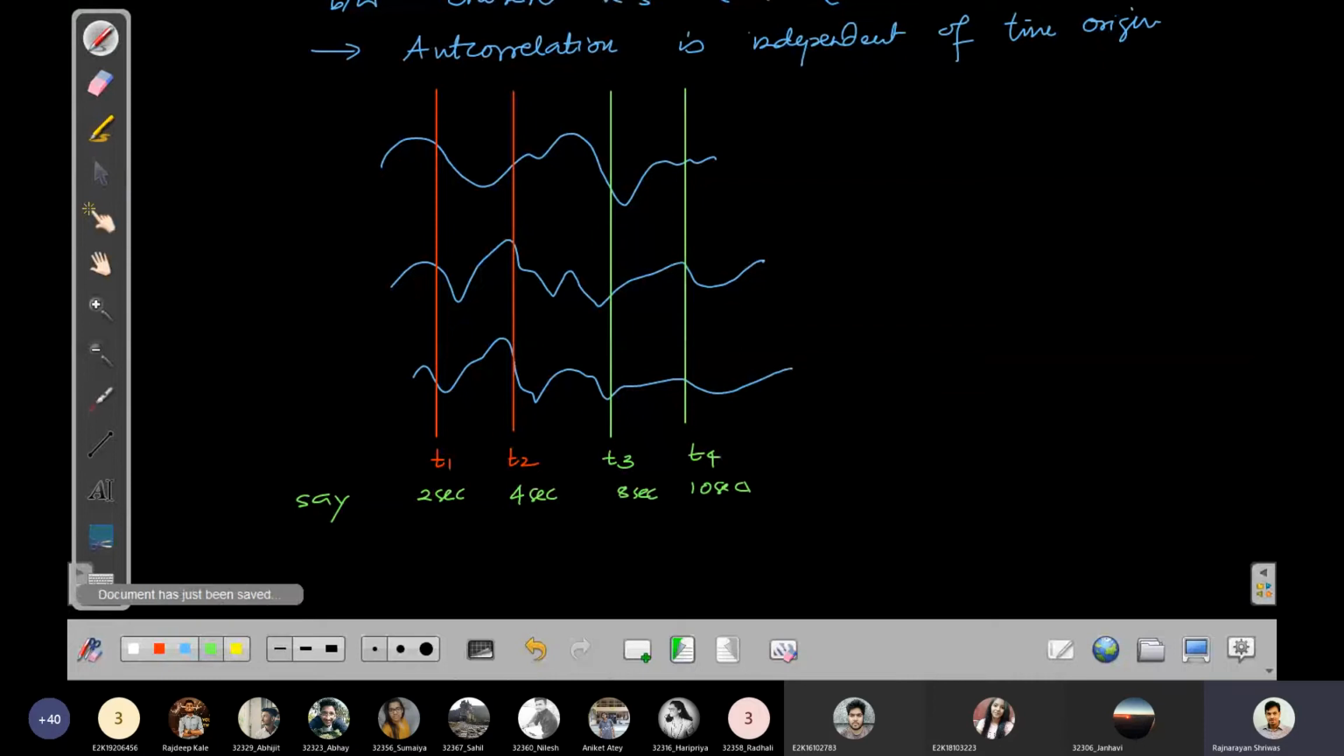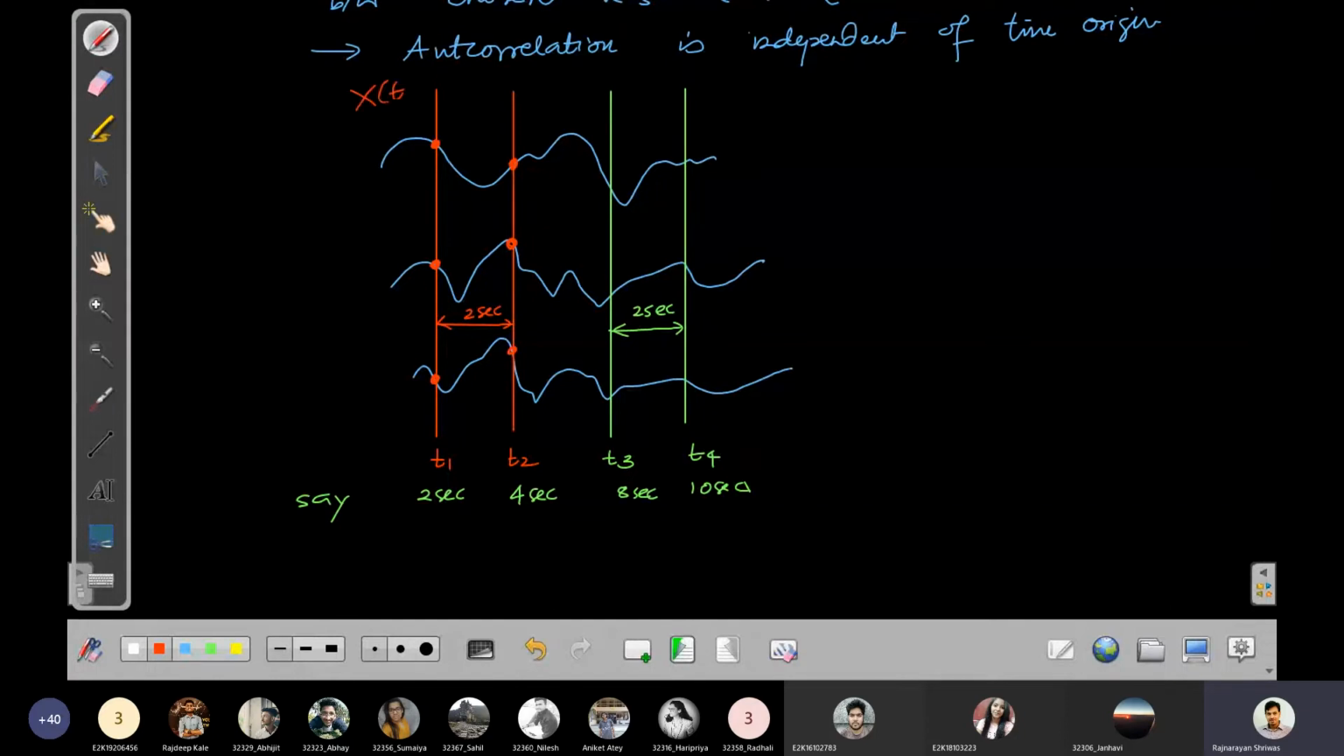What you find here is a very simple thing: this difference is 2 second, and this difference is 2 second, so the time difference is the same. So this is xt1 and this is xt2. These are the values of xt1 and these are the values of xt2.